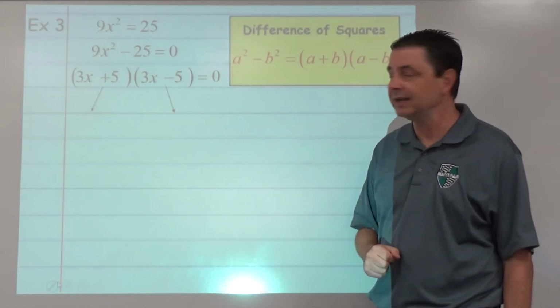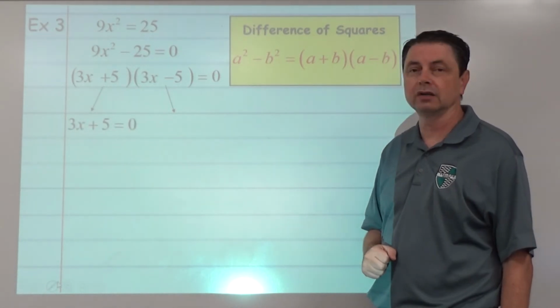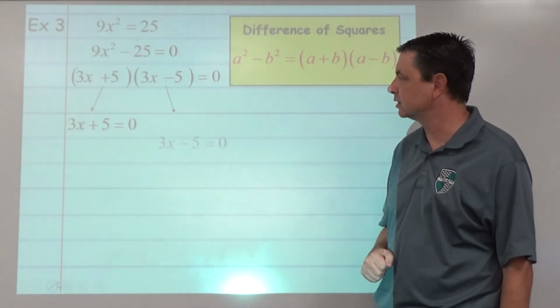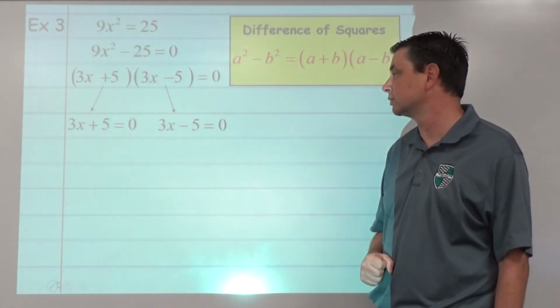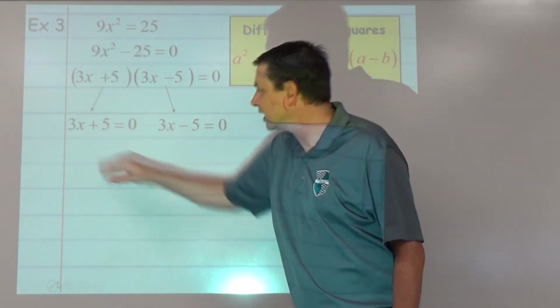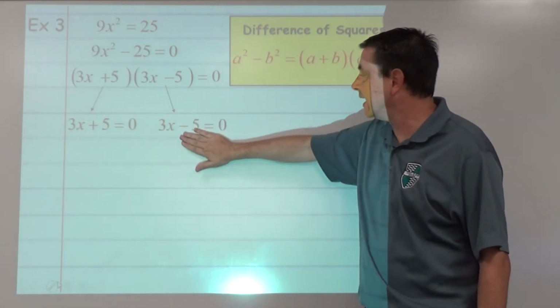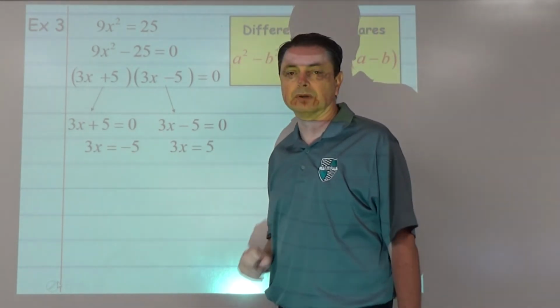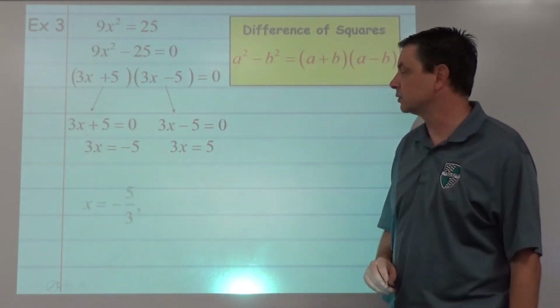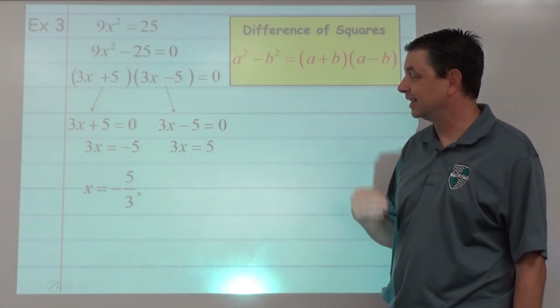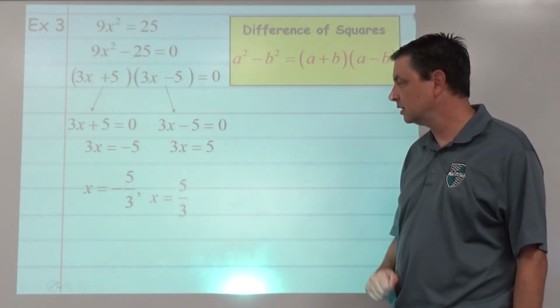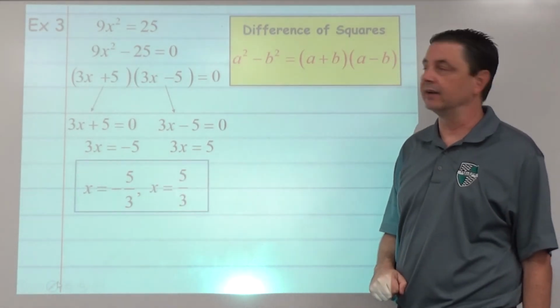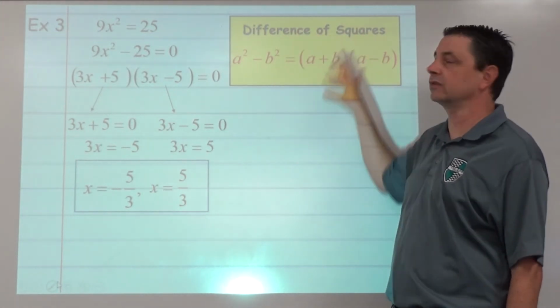All right, split, set them both equal to 0. 3x plus 5 equals 0. 3x minus 5 equals 0. Subtract 5 both sides. Add 5 both sides. Divide by 3 on both sides. Divide by 3 on both sides. x is -5/3, and x is +5/3. That's the difference of squares.